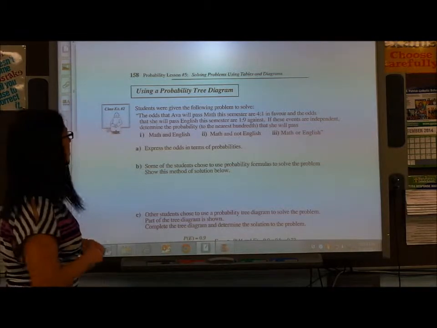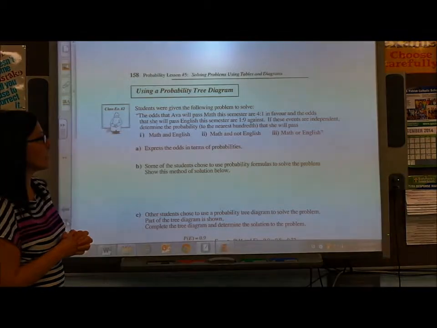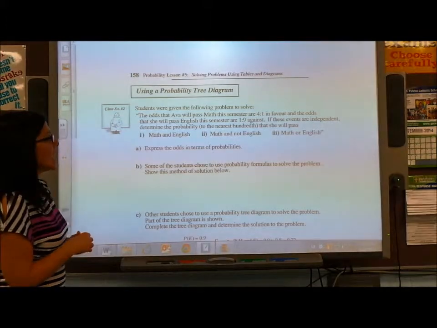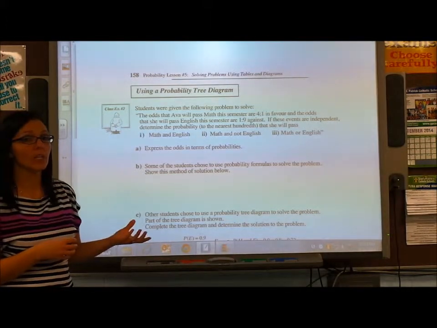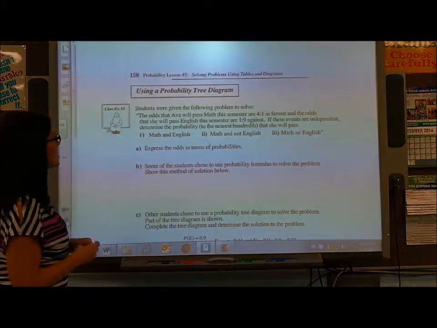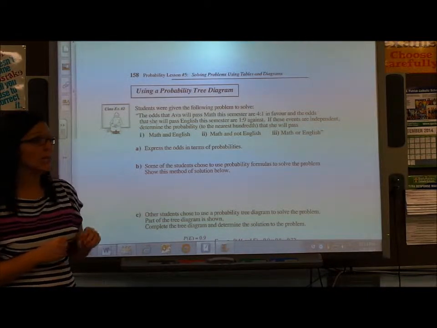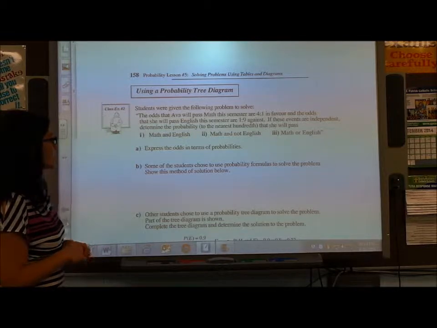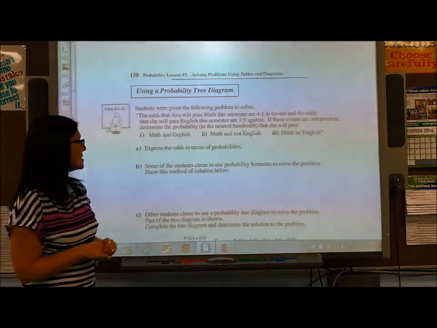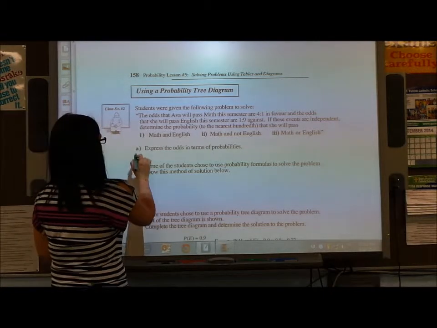Students are given the following problem. The odds that Ava will pass math this semester are 4-1 in favor, and the odds that she will pass English this semester are 1-9 against. If these events are independent, meaning her ability to pass math does not depend on her ability to pass English, determine the probability that she will pass math and English, math and not English, or math or English. So question A says, express the odds in terms of probabilities. So the probability that she will pass math.